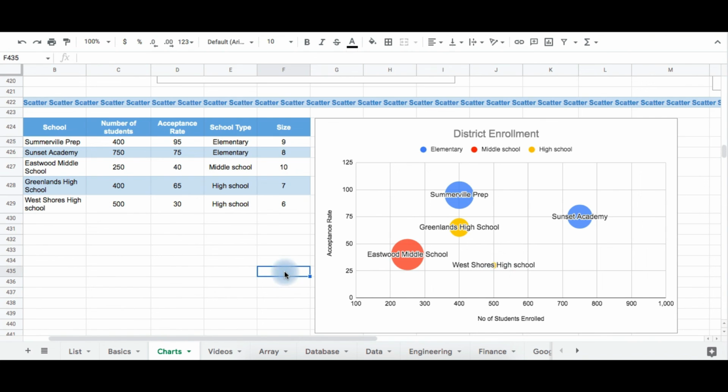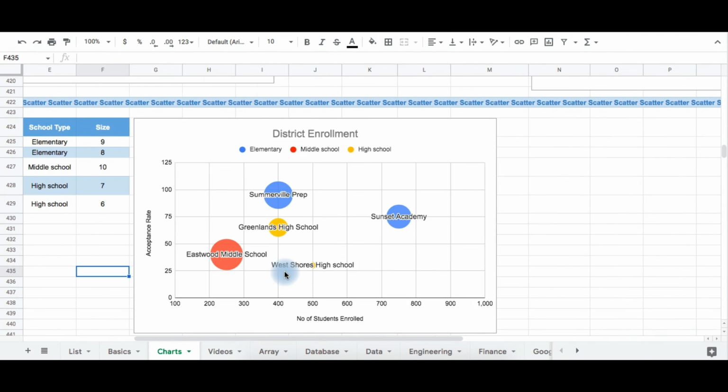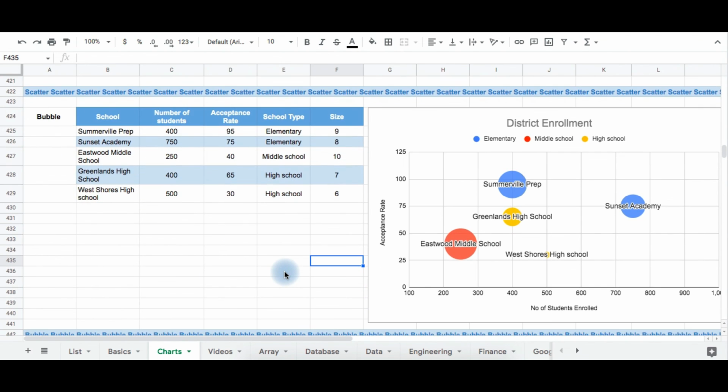So these are some ways you can use the bubble graph, and I hope you found this helpful.